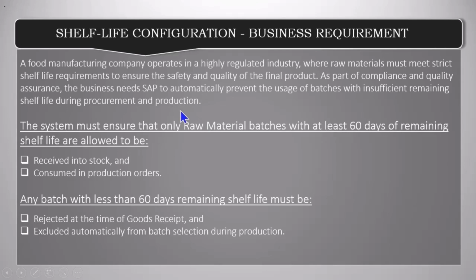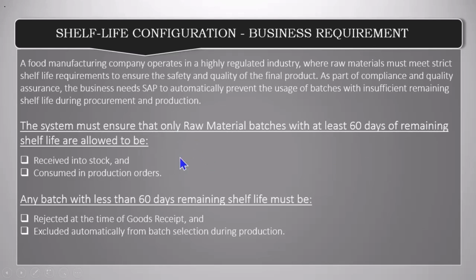If you learn the production planning module, you have a separate section for production and shelf life process. But here, we are learning SAP MM, and we'll be focusing on the procurement process. So this company's business requirement is that the system must ensure that only raw material batches with at least 60 days of remaining shelf life are accepted.